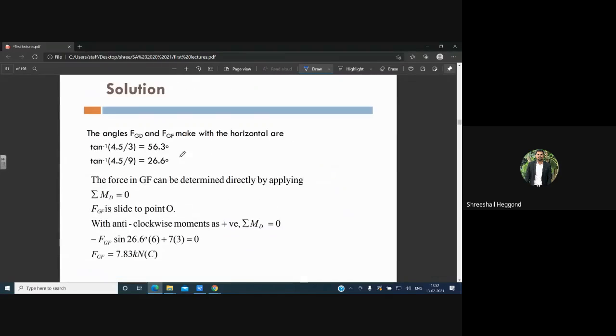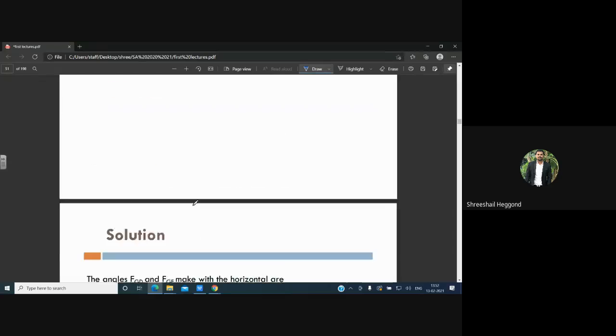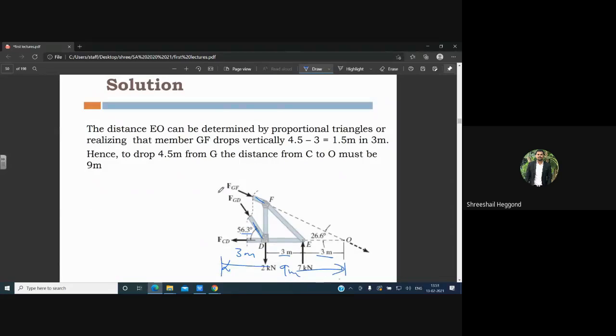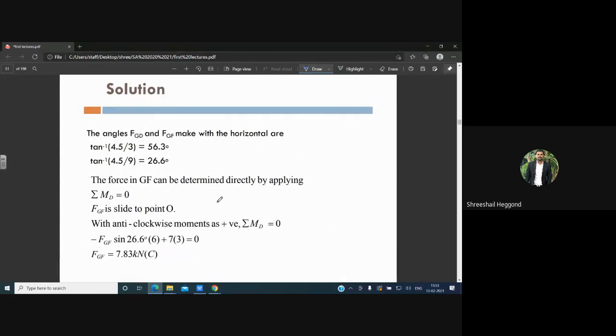Once you are done with the angle calculations, the tan inverse of 4.5 by 3 meters is for GD and GF is 4.5 by 9. The angles of inclination are calculated. Then the force in GF, that is the top member GF, can be calculated by considering the summation of moments about D equal to 0. Then you can apply anti-clockwise as positive and clockwise as negative in the moment. Therefore, summation of moment at D is equal to 0.